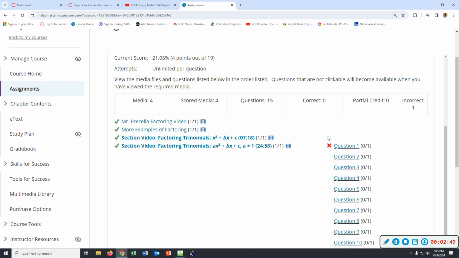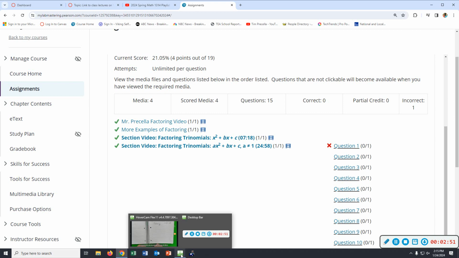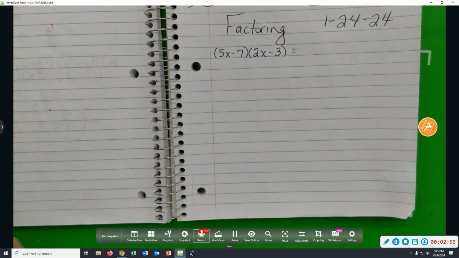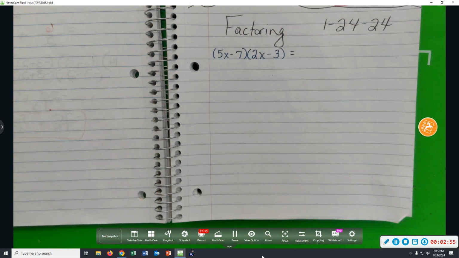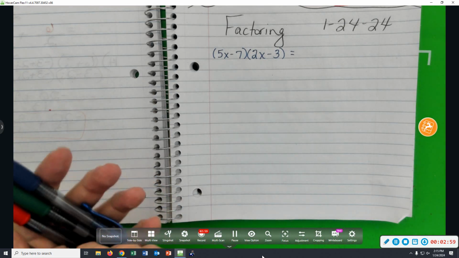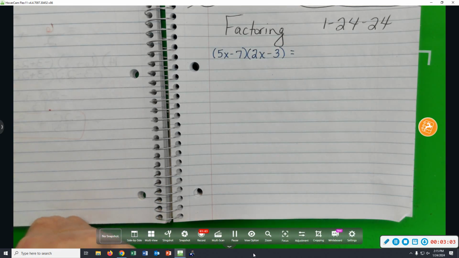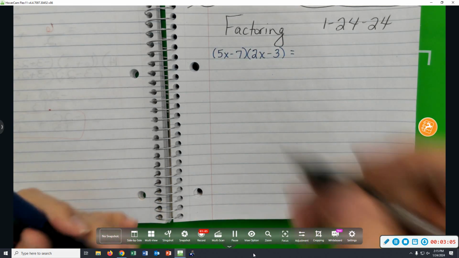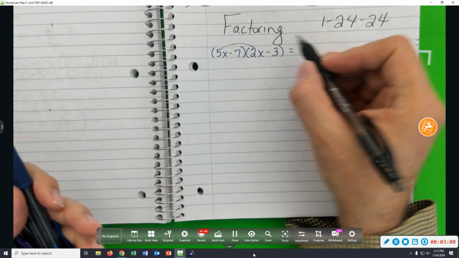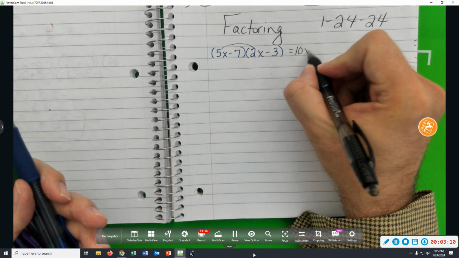Okay, so here we go. And I'm switching. Do you want to say something about factoring? Yes, I want to say something about factoring. We've already foiled this semester, and I'm going to do some foiling right now. 5x minus 7 times 2x minus 3. If we foiled that out, we'd get a 10x squared.